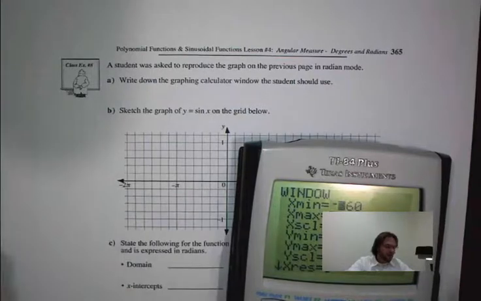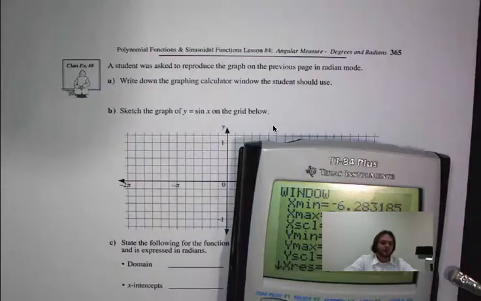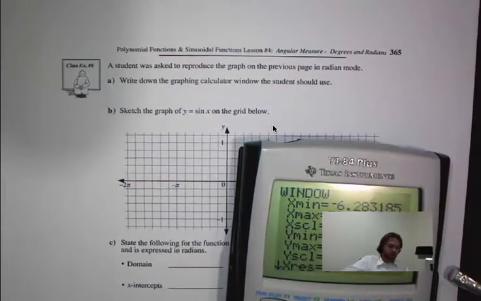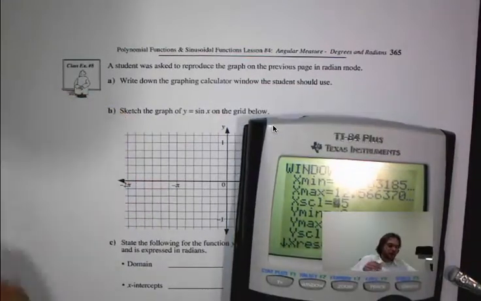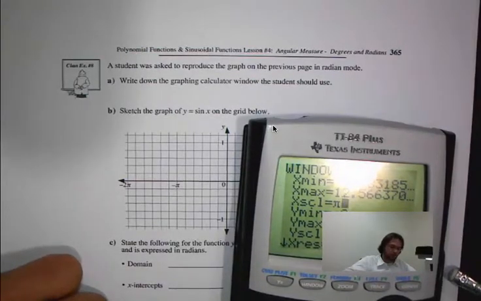So I'm going to go negative 2 pi, because 2 pi is every 360. And my max, well, I have two 360s, so that's 2 times 2 pi, which is 4 pi. And now my scale, I said it was 45, so I'm going to say it's pi divided by 4.